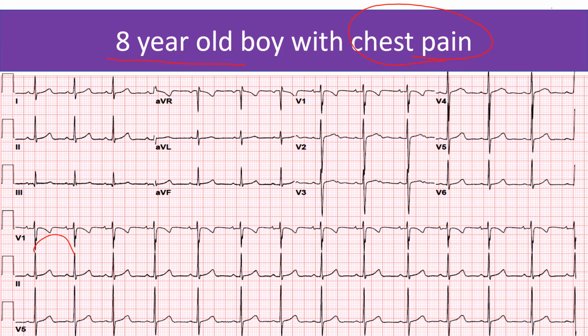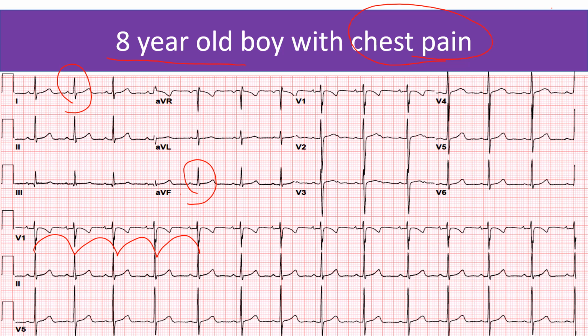If we look at the rhythm lead, the distance between each QRS is similar. This is a regular rhythm, and each QRS is preceded by a P wave and has normal QRS shape. For the heart rate, there are 3.5 large squares between the R's, so 300 divided by 3.5, the heart rate is about 85 beats per minute. Then we look at the axis. The QRS is positive in aVF and positive in lead 1. This is normal axis.